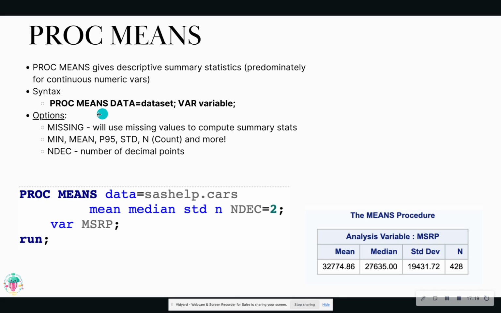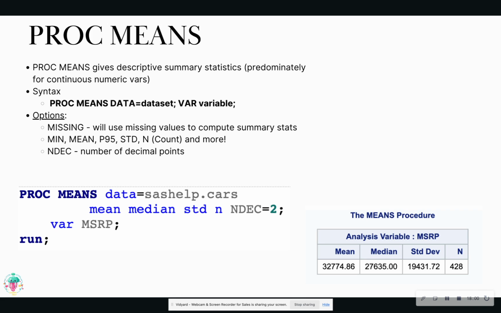And the syntax that you see here is PROC MEANS is the name of the procedure, DATA= the data set, and VAR, whatever variable you want to get the summary statistics of. So there's a lot of options in PROC MEANS. There's the MISSING option where it's going to use missing values to compute summary statistics. So that means if you are going to get the average of something and you have one missing value and three complete values, it's still going to divide by 4 instead of dividing by 3 because the missing values count as an actual value. So you can use that as an option.